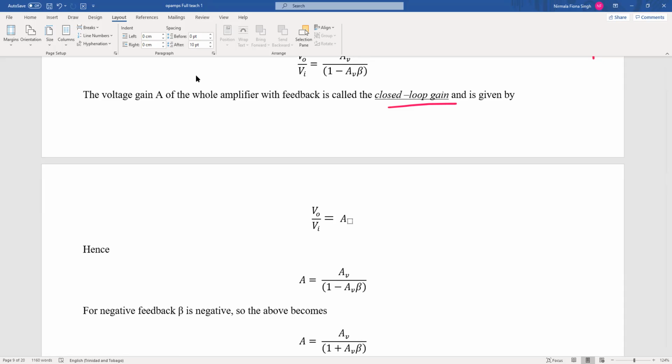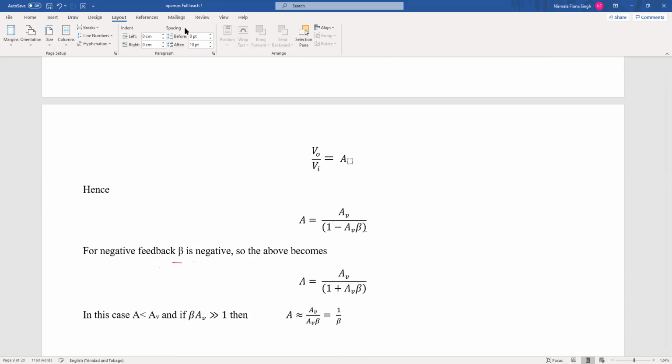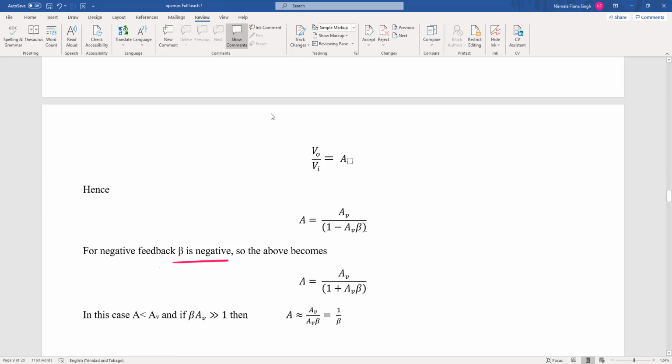All right, so hence our gain, our regular gain, is equal to AV over 1 minus AV beta, where for negative feedback, beta is negative. So when we have negative feedback, the above equation becomes A is equal to AV over 1 plus AV beta. All right, so this is for negative feedback. This is for when you're going through your non-inverting. And this is for negative feedback.